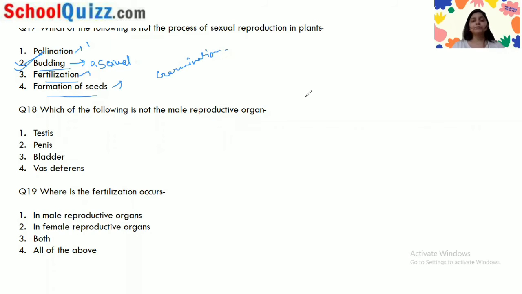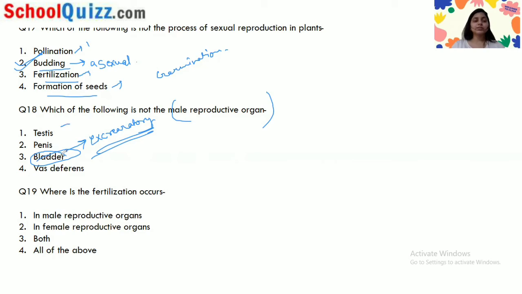Next question we have, which of the following is not the male reproductive organ? So option number 1, you have testis, penis, bladder, vas deferens. Okay, so the bladder will be the answer. The bladder is related to the excretory system. When there is a diagram of the male reproductive organ in your book, there is also the bladder, okay, but do not confuse with that.